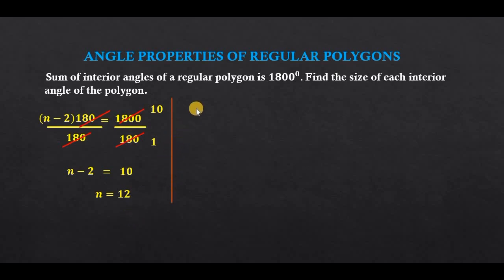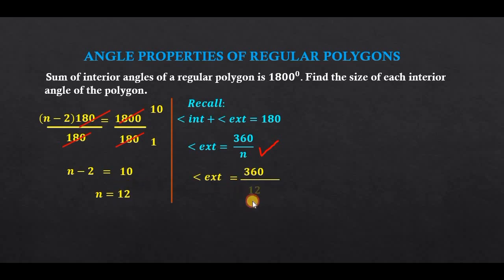Well, from here we can recall that the sum of interior angle and exterior angle is 180 degrees, and also the size of an exterior angle is obtained as 360 over the number of sides, and therefore using this equation here we can determine the size of an exterior angle, and that is 360 degrees divided by the number of sides, which you already have here as 12. So we are going to divide this by 12, and that should give us 30 degrees. So the size of an exterior angle is 30 degrees.